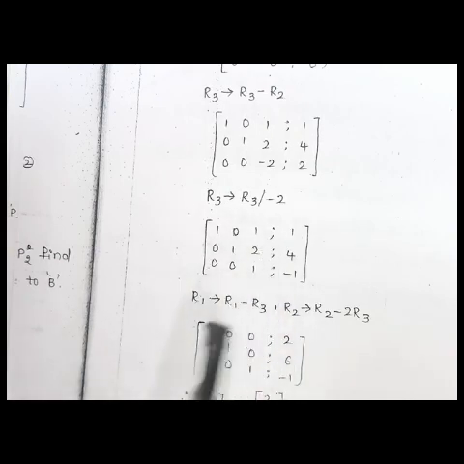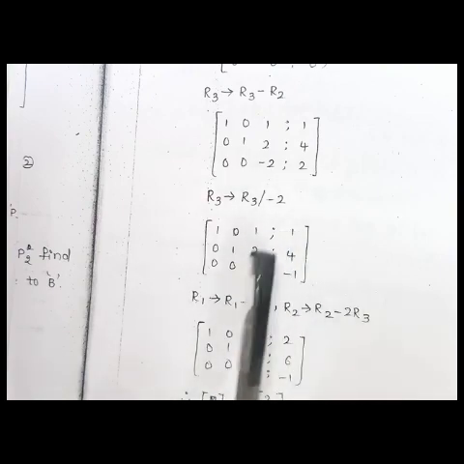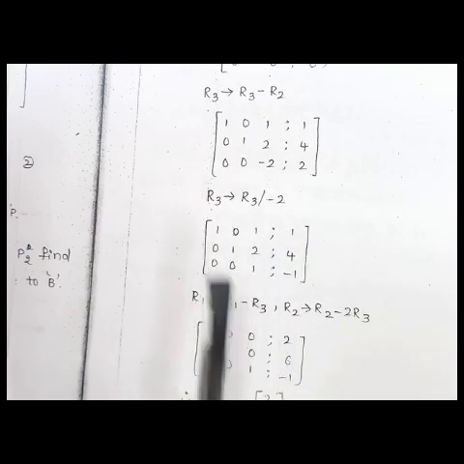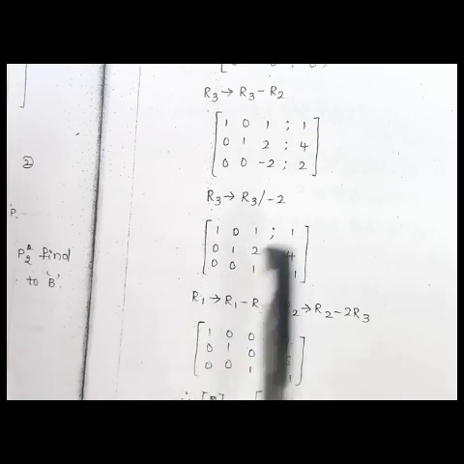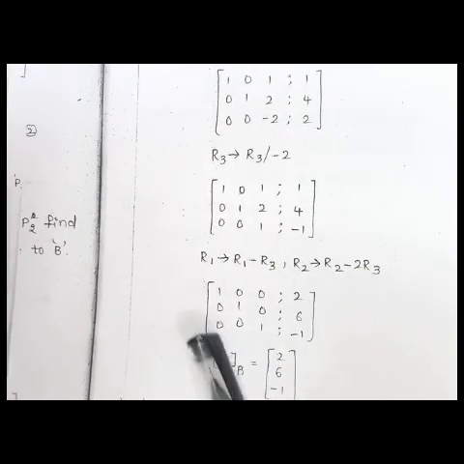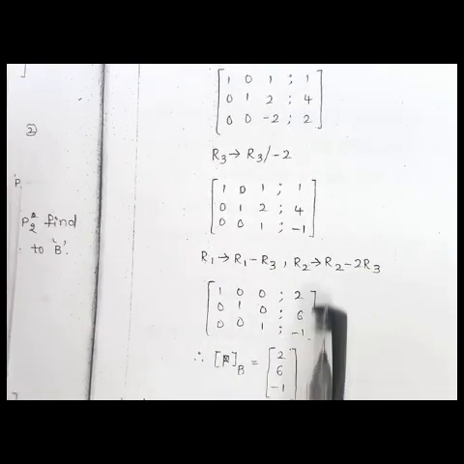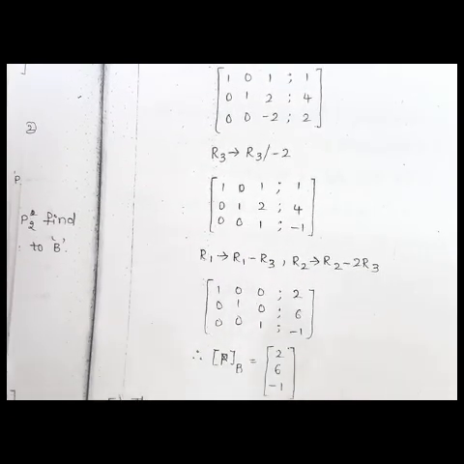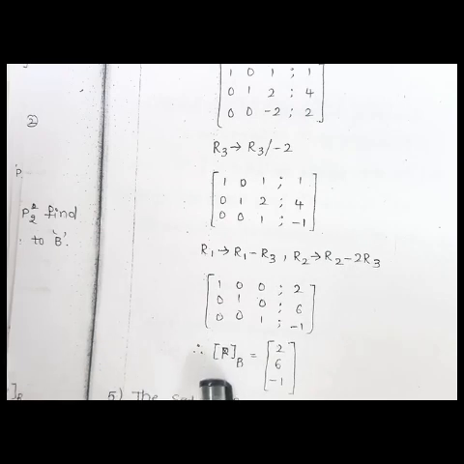By doing all these operations, that is R1 minus R3, then you can get 1. Like this we are doing for everyone, then you can get this matrix. So this is the identity matrix. Then the corresponding values are nothing but the P coordinate matrix over the basis B, that is 2, 6, minus 1.